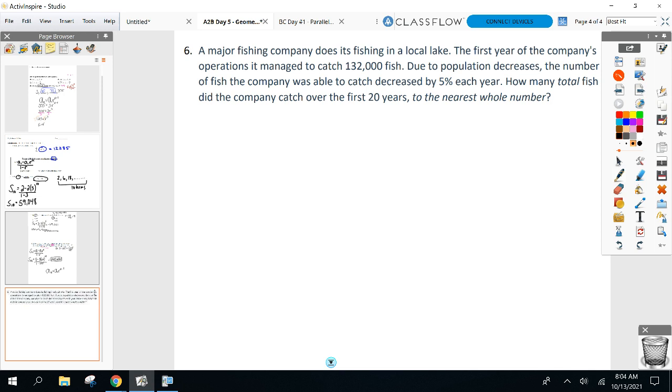All right, here you go. Major fishing company. Yep, good. This is a sad one. Sorry. Oh, I thought it was fish dying. Never mind. It's not that sad.